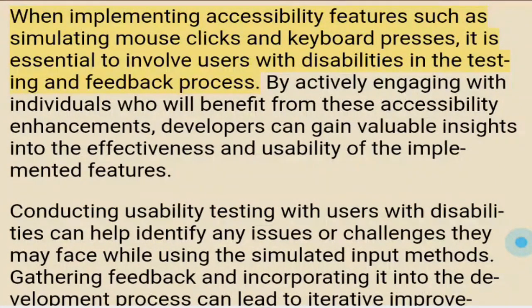10.4.5 Testing and feedback from users with disabilities. When implementing accessibility features such as simulating mouse clicks and keyboard presses, it is essential to involve users with disabilities in the testing and feedback process. By actively engaging with individuals who will benefit from these accessibility enhancements, developers can gain valuable insights into the effectiveness and usability of the implemented features.